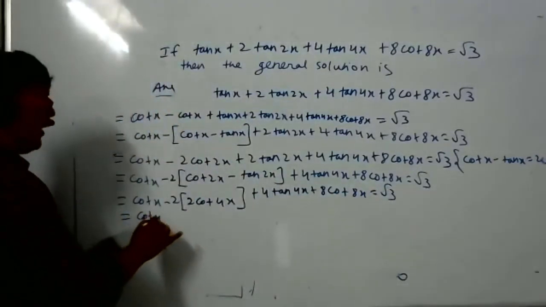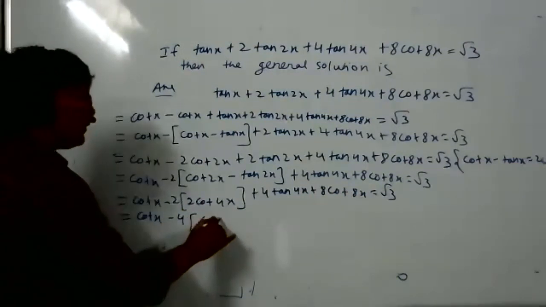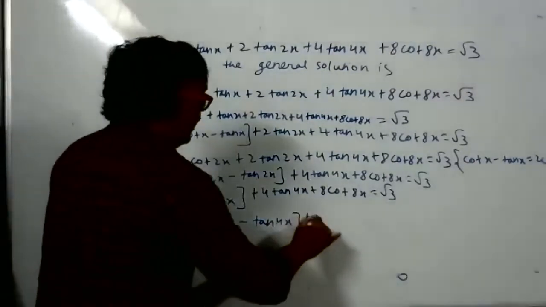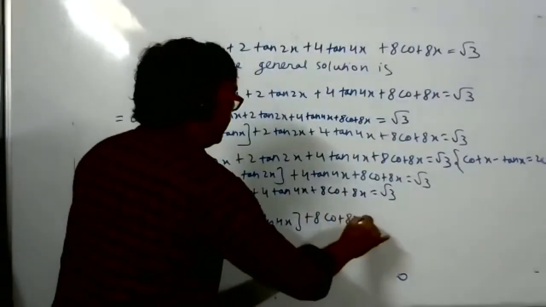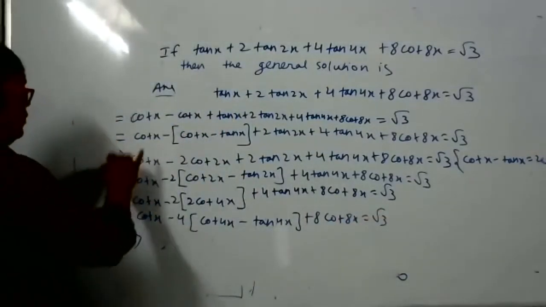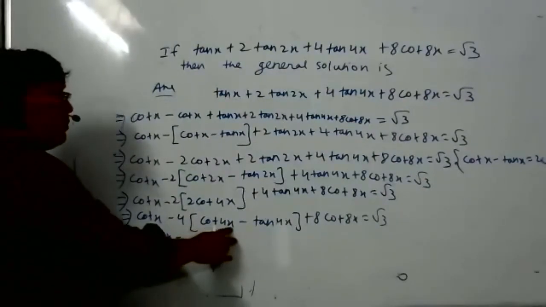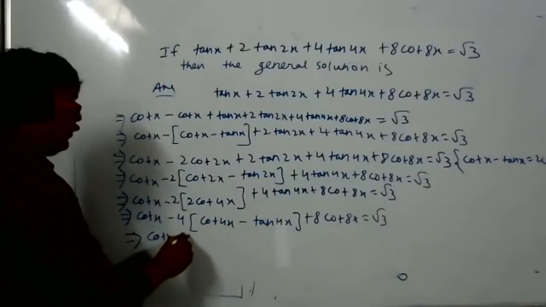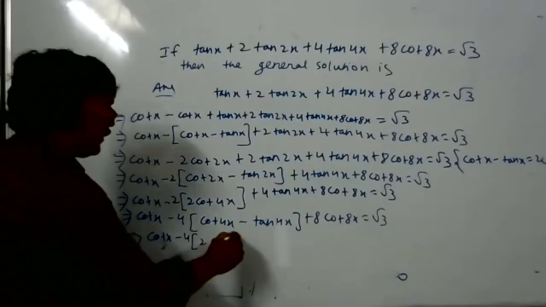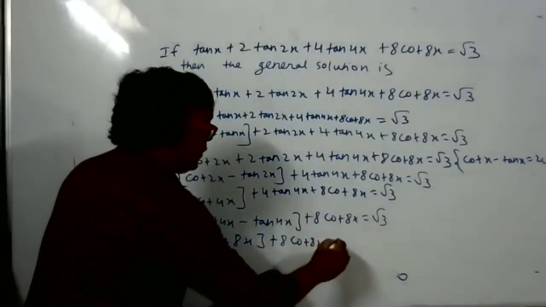Again, take common, minus 4. So you can see 2 into 2, 4 only. So it will become cot 4x and minus tan 4x. And 8 cot 8x equals root 3. Again, same procedure. So now tell me, cot 4x minus tan 4x, that is equal to 2 cot 8x. Then here plus 8 cot 8x is equal to root 3.